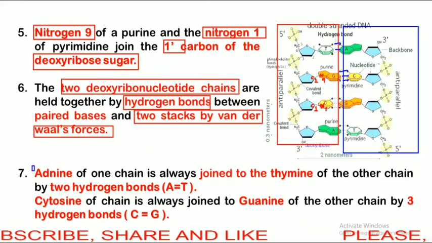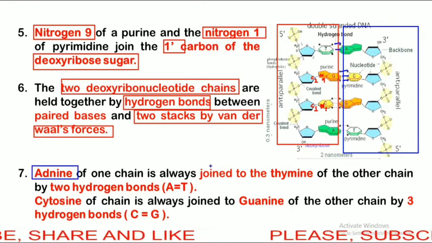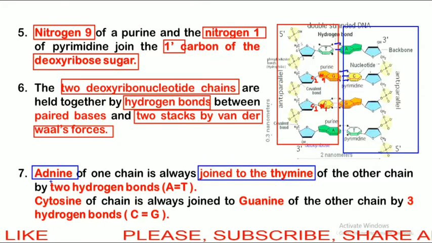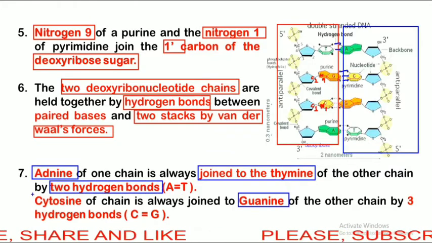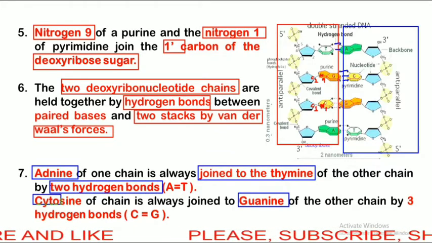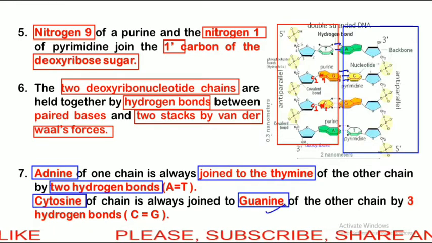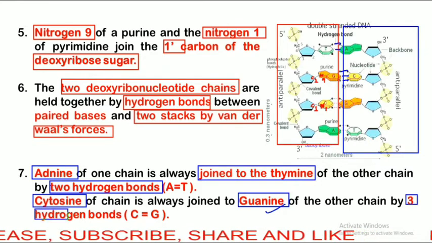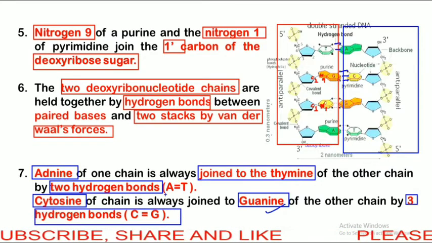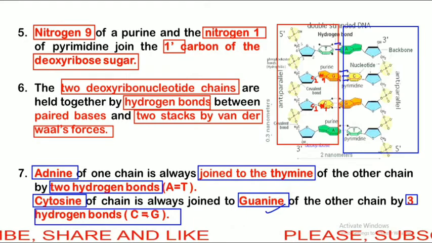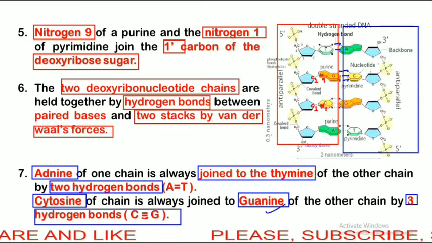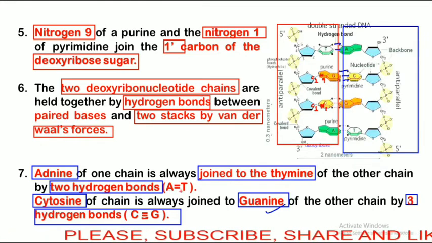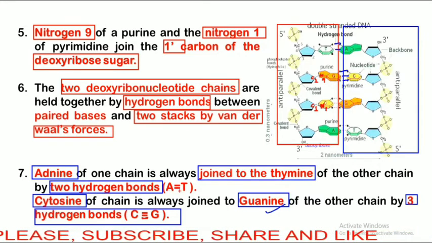Adenine of one chain is joined to the thymine of the other chain with the help of 2 hydrogen bonds, and cytosine is joined to the guanine of the other chain by 3 hydrogen bonds. Here 3 hydrogen bonds are present between cytosine and guanine, and 2 hydrogen bonds are present between adenine and thymine.